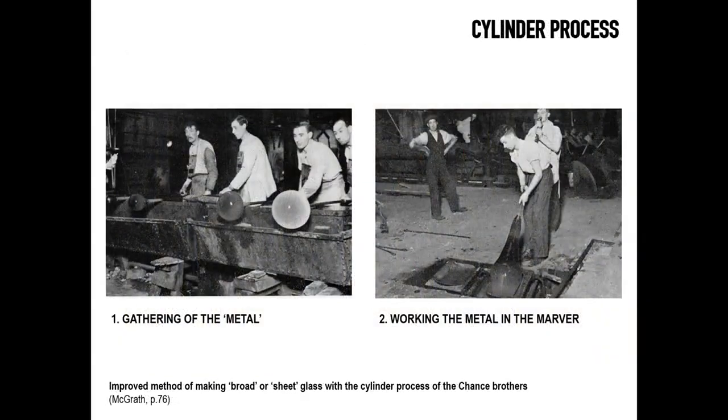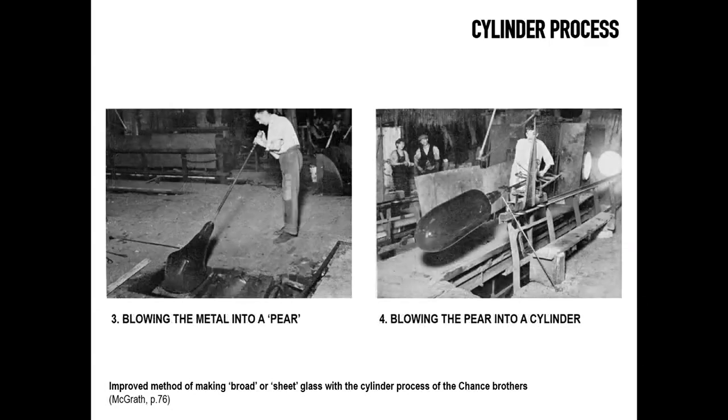Again, this is a summary of the cylinder production process. So you can see here the first step where the metal is gathered, and then it's eventually blown first into a sphere and then into this sort of pear-shaped vessel, and that is then worked on what's called a marver, which gives it a certain shape determined by the experience of the glassmaker, so that it becomes easier to work and transform into a cylinder.